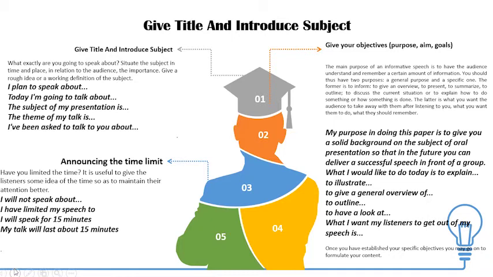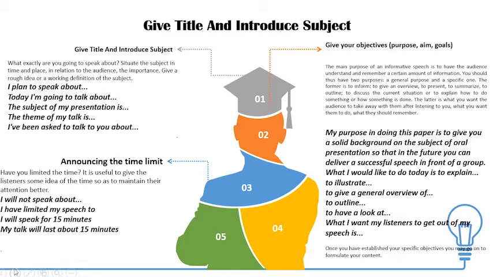You could say, "I plan to speak about blah, blah, blah," or "Today I'm going to talk about," or "The subject of my presentation is," and then "The theme of my talk is," or "I have been asked to talk to you about." So we try to give a title and introduce the subject of our presentation.